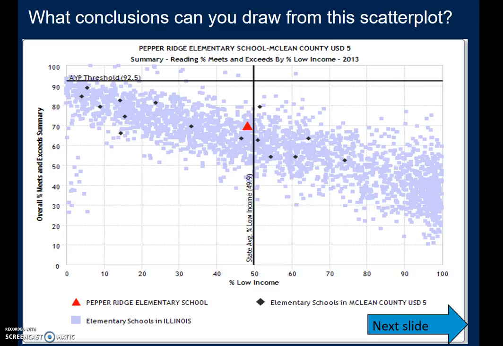But the point here is this shows the correlation between the percentage of students in the school who are meeting or exceeding the state reading standards and the percentage of the children in the school that are low income. So what conclusions can we draw from this? What can you tell me about this correlation?